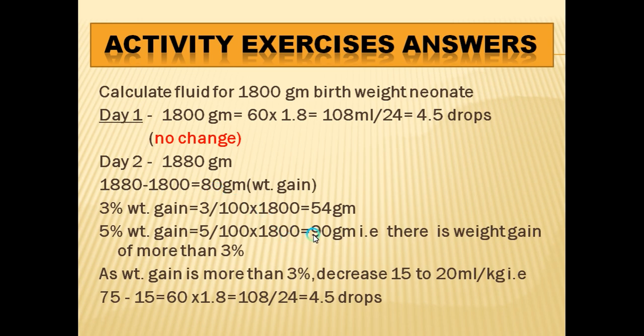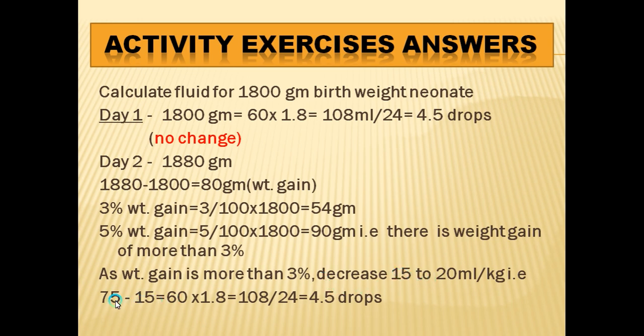3% of weight gain is 54 grams. So difference is 80. Difference is more than 3%. Okay. It is not more than 5%, it is more than 3%, but our criteria is 3 to 5%. Okay. So as the weight gain is more than 3%, we decrease 15 to 20 ml.